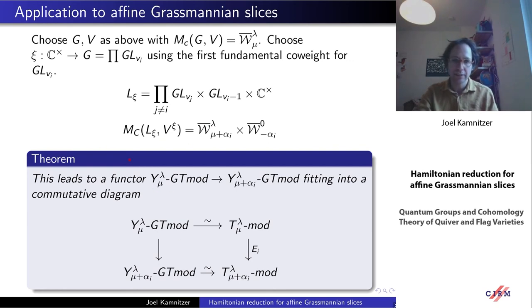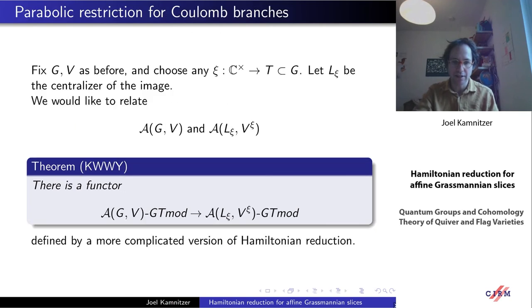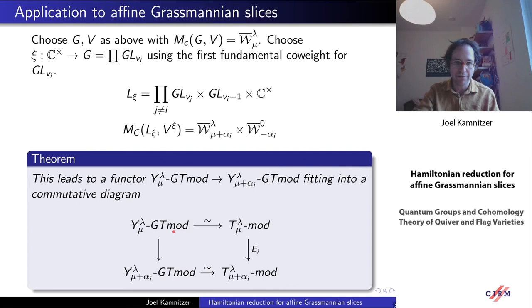So doing this, as a special case of this functor here, which goes between any GV and any LXC VXC, we get a functor down this left vertical functor here, going between Gelfand-Tsetlin modules for y lambda mu and Gelfand-Tsetlin modules for y lambda mu plus alpha I. And the horizontal bars here are the equivalences that I mentioned in the first half of the talk with the KLRW algebras. So this T lambda mu's guides are these KLRW algebras.